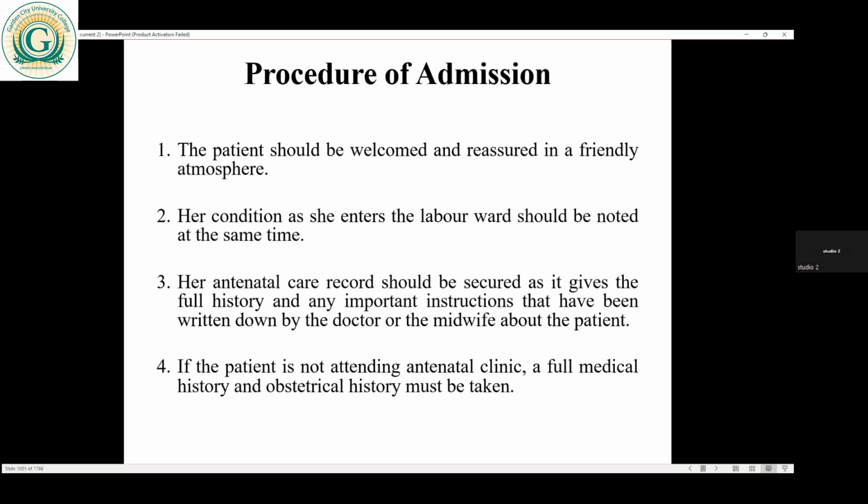Her antenatal record should be secure and give a full history and any important instruction that has been written by a doctor or a midwife. If the patient is not attending antenatal clinic, my friend, ladies and gentlemen, it means you have to do a full examination and answer plenty of questions, because you can't just take her into the labor ward, first stage room, when you haven't asked her any question. It will be very dangerous. If something occurred, they will ask whether you have taken a proper history. So take note of that.